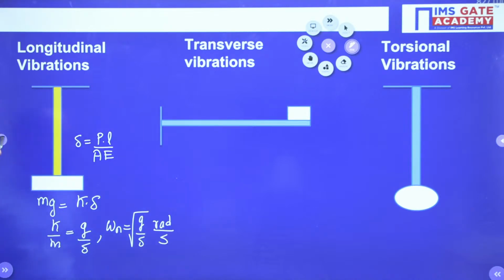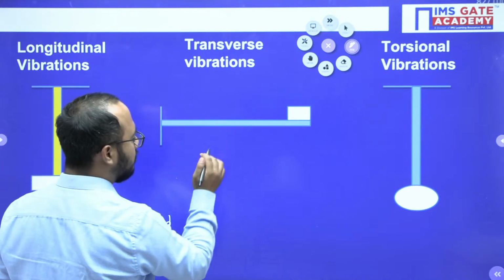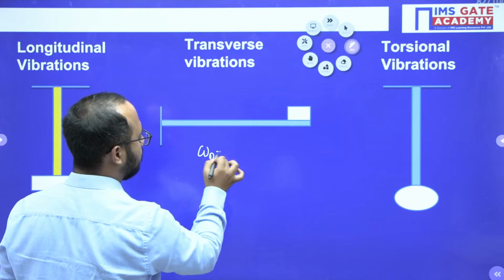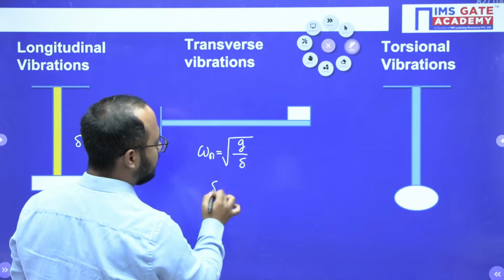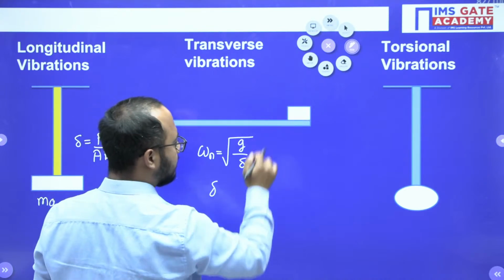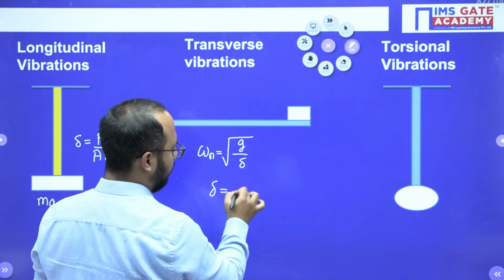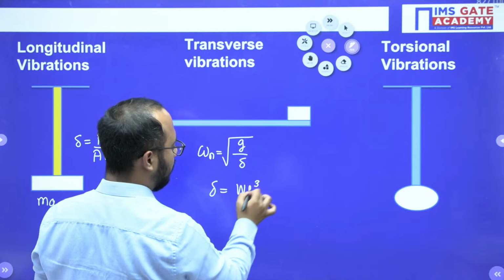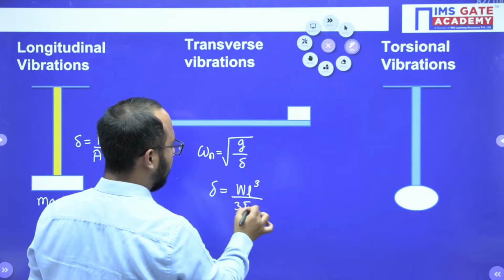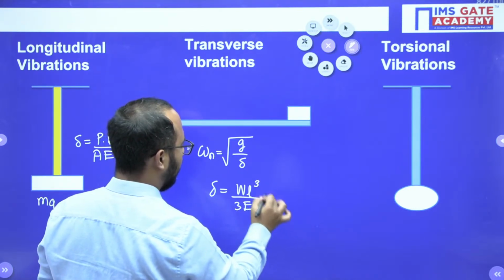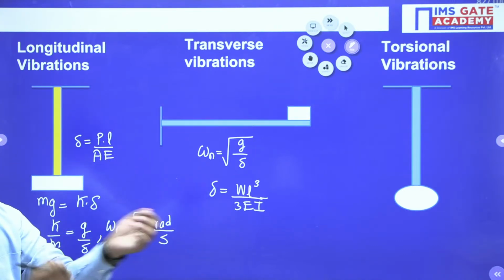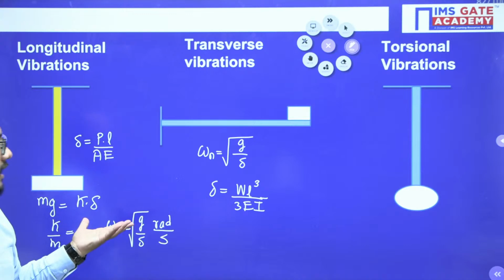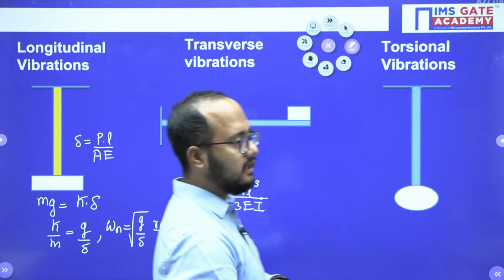Okay, like that you can solve. In this case of transverse vibration also, you can use omega n equals root of g by delta. Now, let's suppose this is the cantilever and a point mass is there. So in this case, we will have the delta formula as WL cube by 3EI. This is the formula you have to use. Yes or no? Right.